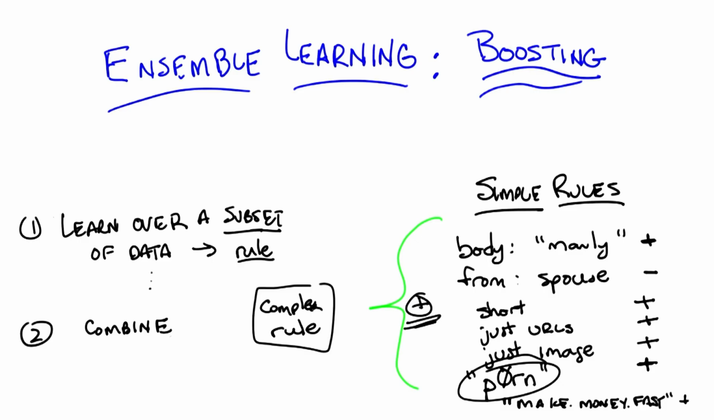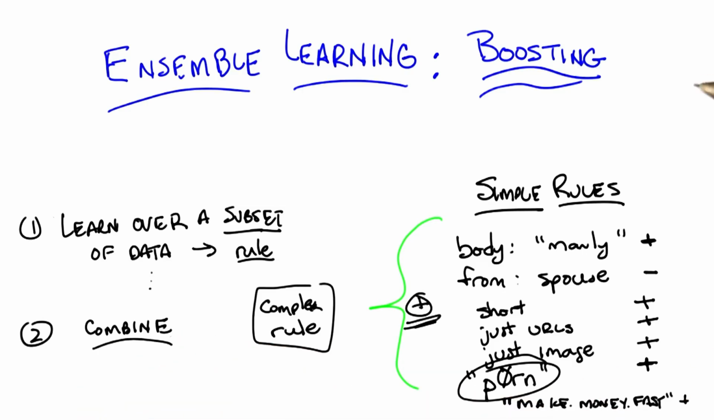Basically, you learn over a subset of the data, and that generates some kind of a rule. And then you learn over another subset of the data, and that generates a different rule. And then you learn over another subset of the data, and that generates yet a third rule, and yet a fourth rule, and yet a fifth rule, and so on and so forth. And then eventually you take all of those rules and you combine them into one of these complex rules.